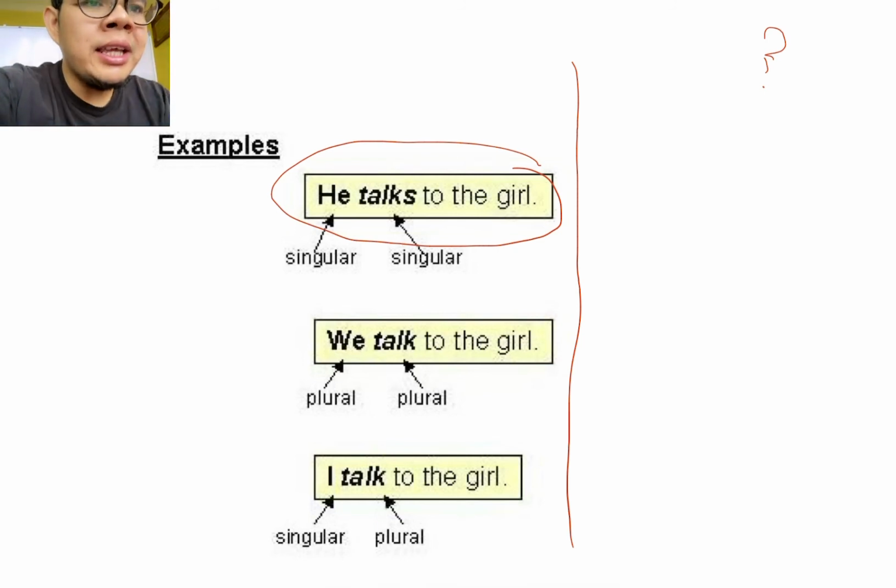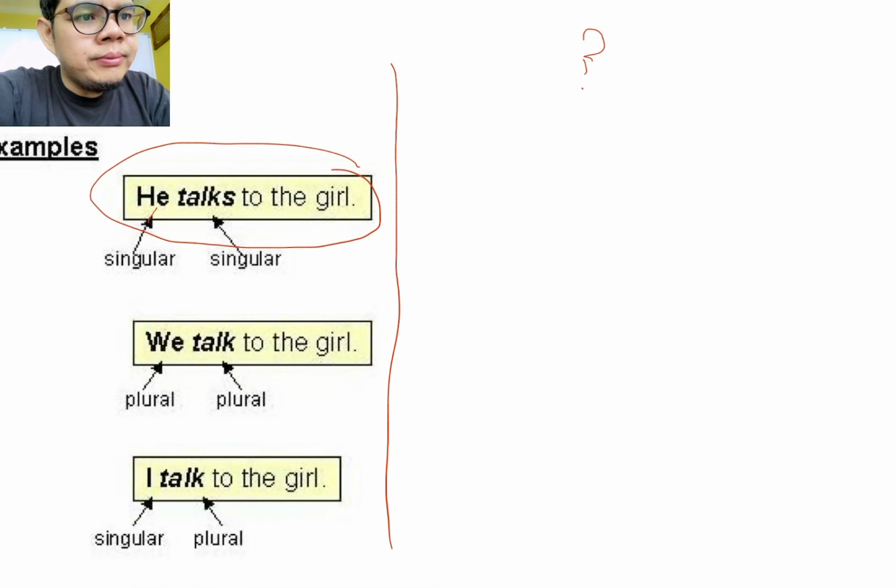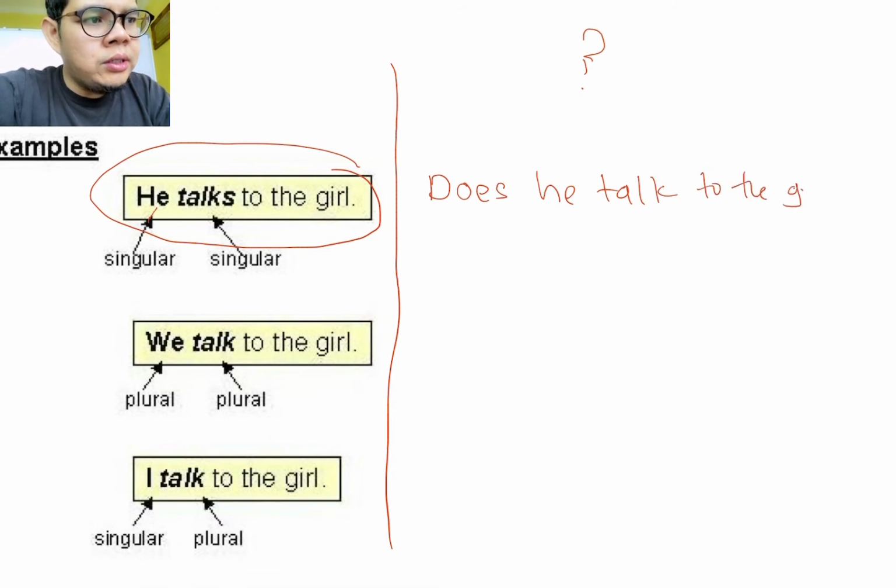Okay, now let's take a look at the first one. Now, first of all, we look at the subject. Our subject is singular. Our verb is also singular. So when we write in the form of sentence, it will be like this. Does he talk to the girl?